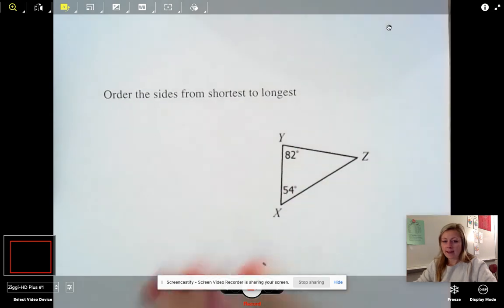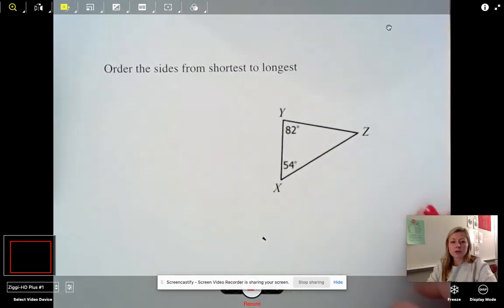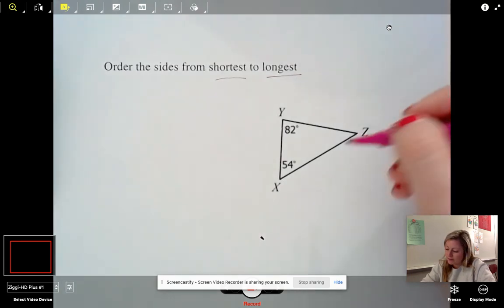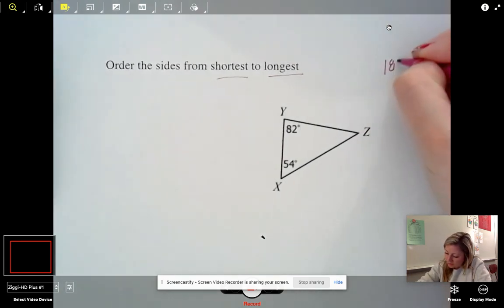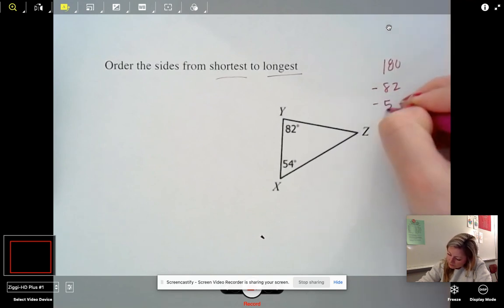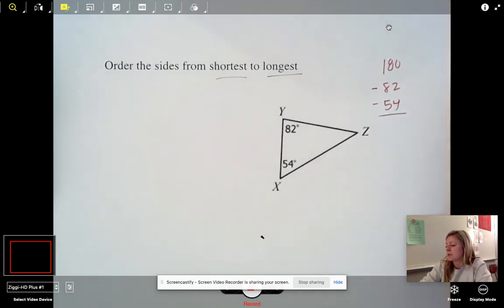And then lastly, it says order the sides from shortest to longest. Again, we have to find that missing angle measure. I'm going to do that real quick. So 180 minus 82 minus 54 gives me 44.